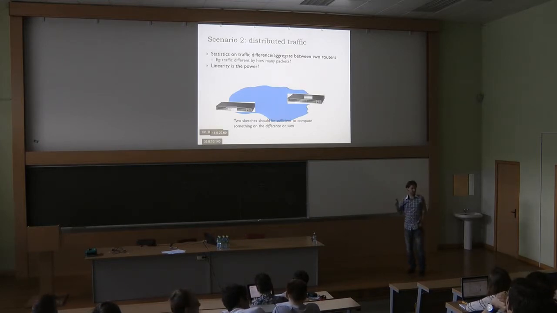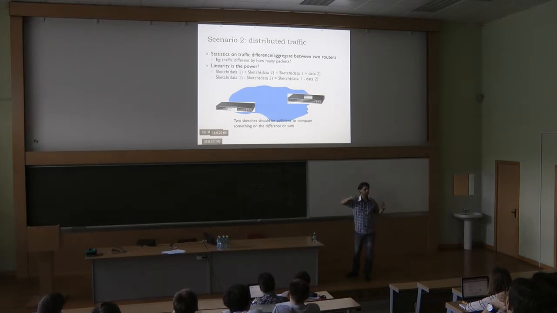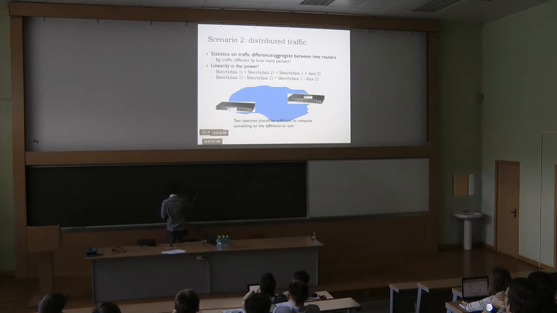So linearity is the power. It's really good when the sketches are linear, just like we've just seen for this 2 norm, right? The sketch was linear, because the sketch was equal to some matrix times the frequency vector. So this is our input, and the sketch looks like something times our vector of input, right?